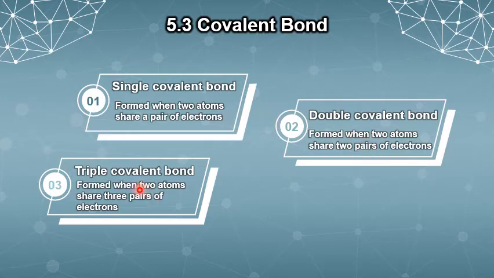The third one is triple covalent bond. It is formed when two atoms share three pairs of electrons. So three pairs means triple covalent bond. So we will see the example one by one.